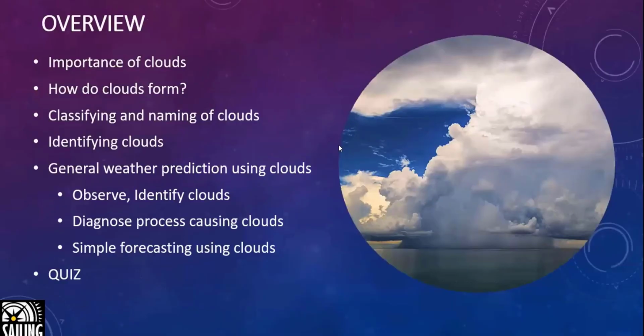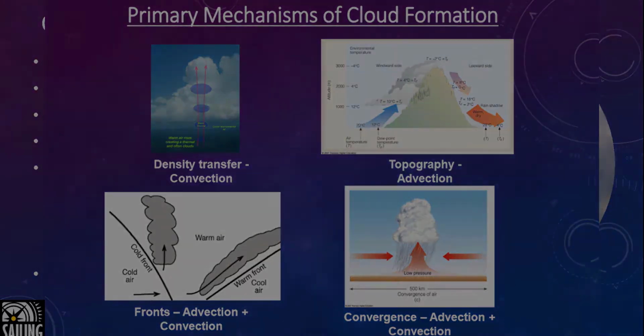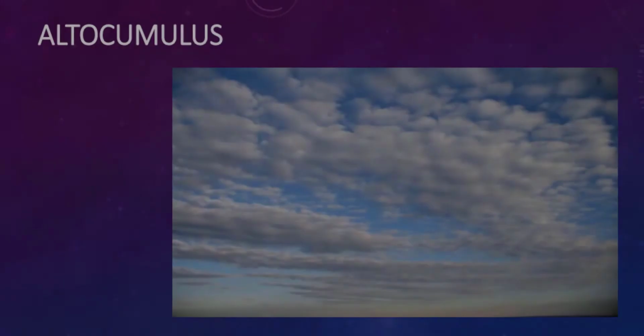Today we're going to talk about the importance of clouds, a little bit about how clouds form. You probably know some of the basics just from what you learned in school and also any reading that you've done, but you might find out a few other little tidbits here. And then we're going to talk about classifying and naming clouds. Where did that come from? Who was responsible for that? And then we'll talk about identifying clouds, and I'll give you some tips and tricks on how to tell the difference, for example, between a cirrocumulus and an altocumulus cloud.